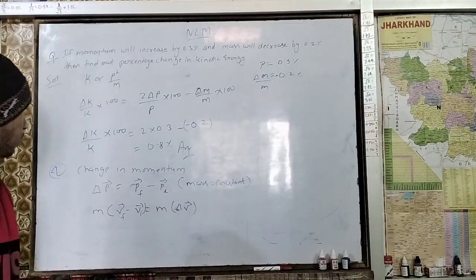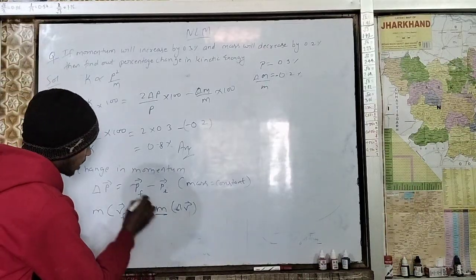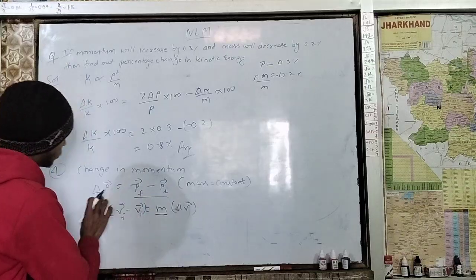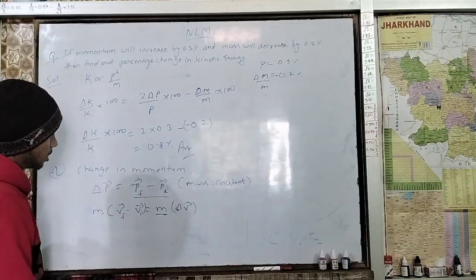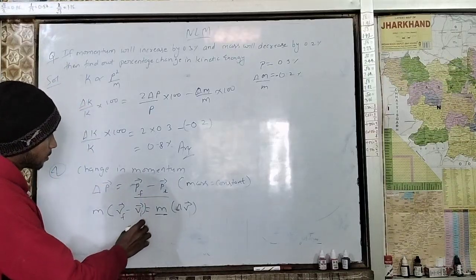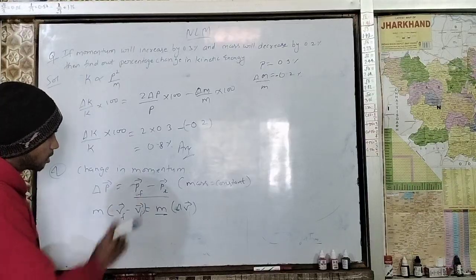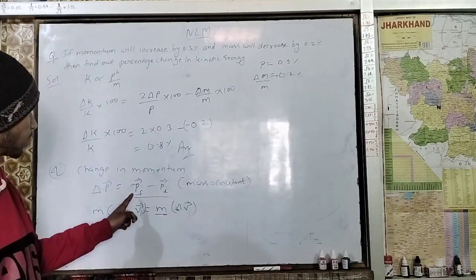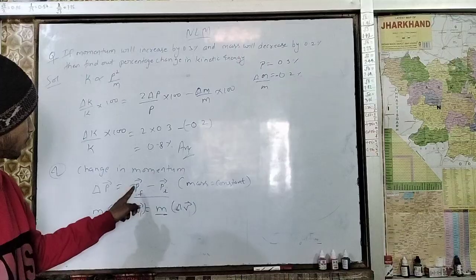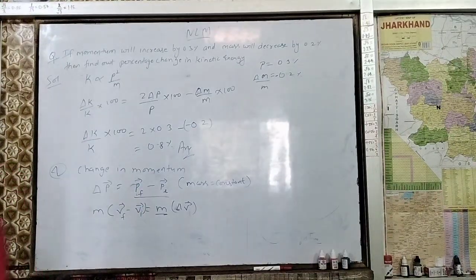Here we added m, and we know this is the value of delta P. If you want to simplify this further, you can simplify by putting the value of p as mv. Now next question.